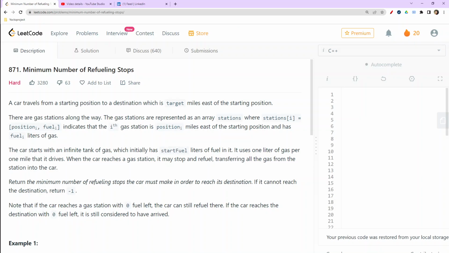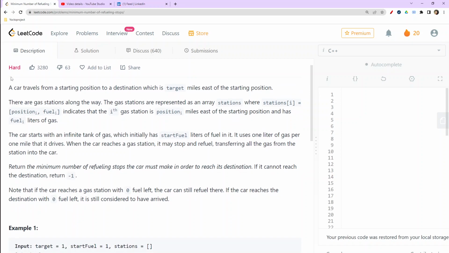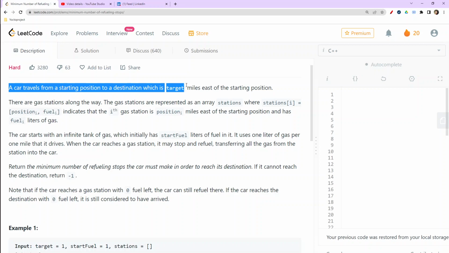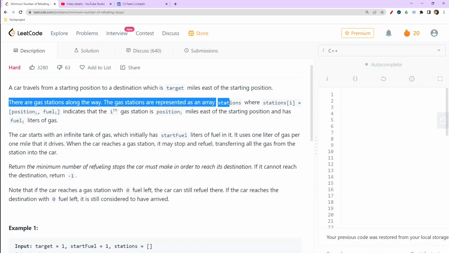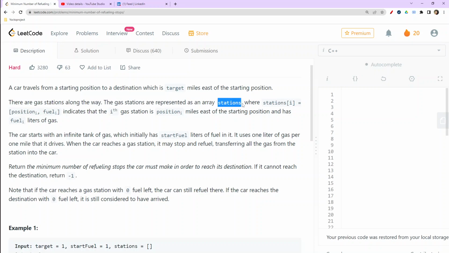So basically in this question, we are given a car that travels from a starting position to a destination which is target miles east of the starting position. Here we don't need to consider the direction. We just need to consider that it's target miles away from the starting position. And then comes the part: there are gas stations along the way. The gas stations are represented within the array of stations.